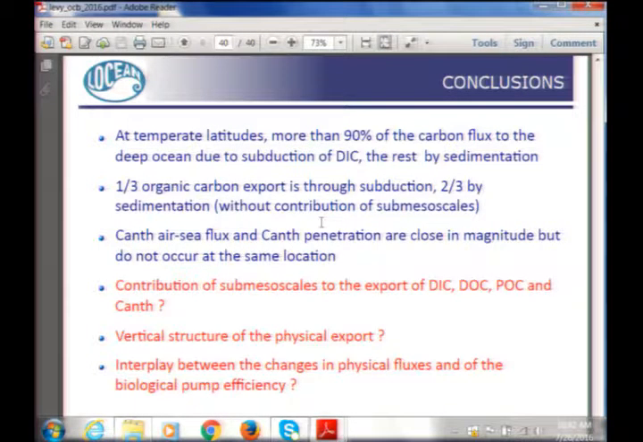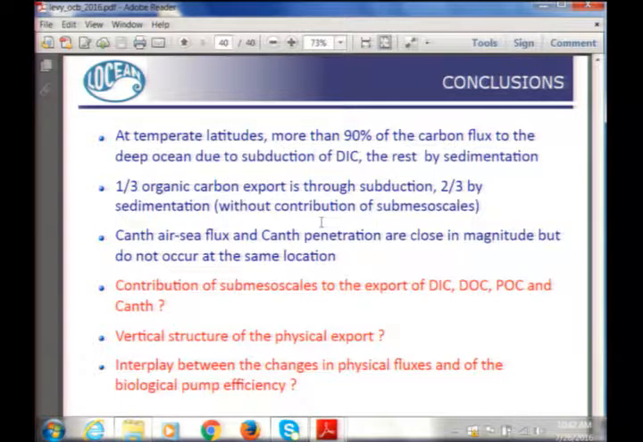Some open questions, there are lots of open questions, but I think I've mentioned this before. We know very little about the contribution of submesoscale to the export of the ice sea, of dissolved organic carbon, of particulate organic carbon, and of anthropogenic carbon. We know very little about the vertical structure of this physical export. We have to investigate this.